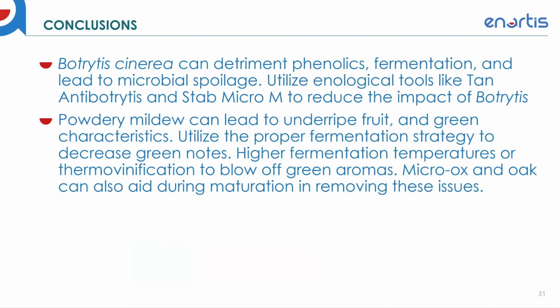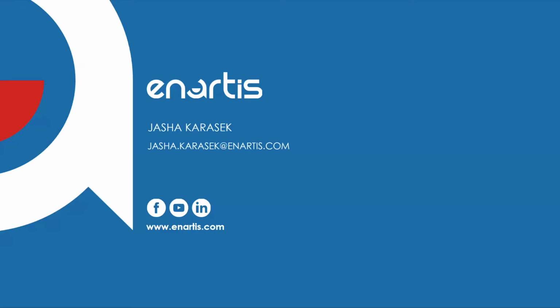For powdery mildew, we can lead to underripe fruit and green characteristics. So utilize proper fermentation strategy to decrease green notes. Higher fermentation temperatures or thermovinification can blow off some of the green aromas. And then micro-ox and or combination of micro-ox and oak can help with the maturation to remove those issues as well. So that does it for my presentation at this point.